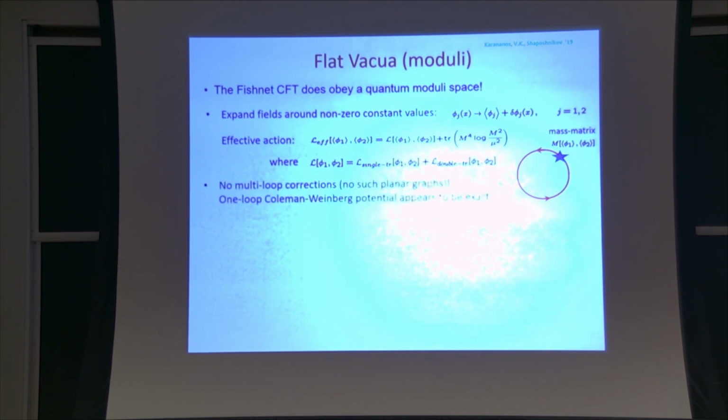Okay, so what is nice here is that there are no multi-loop corrections to the vacuum. No such planar graphs correct this one loop. So the one-loop Coleman-Weinberg potential appears to be exact.